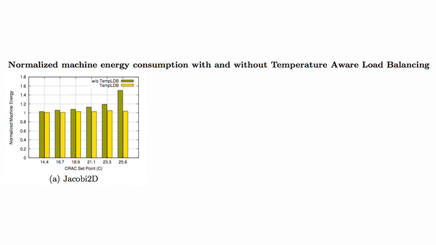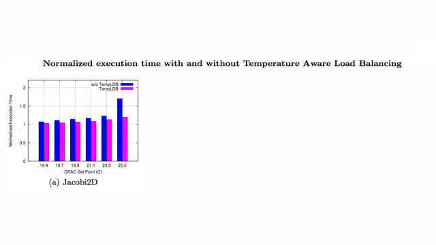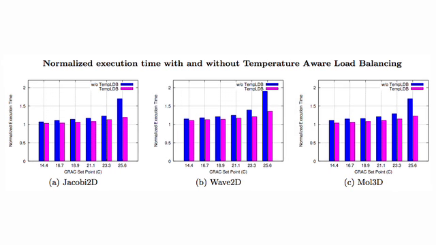We were able to show something like between 40 and 57% savings in cooling energy. There was an execution penalty, but depending on the application, it ranged between 2 and 20%. So this is a significant saving in terms of cooling because we don't have that much impact on the execution time.